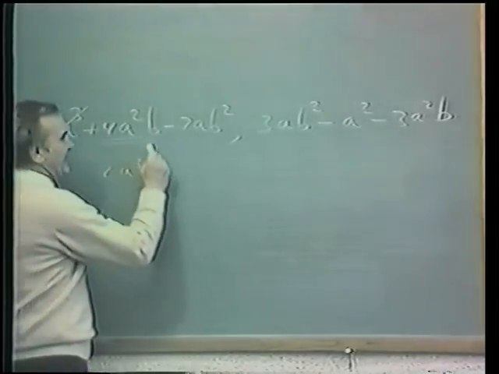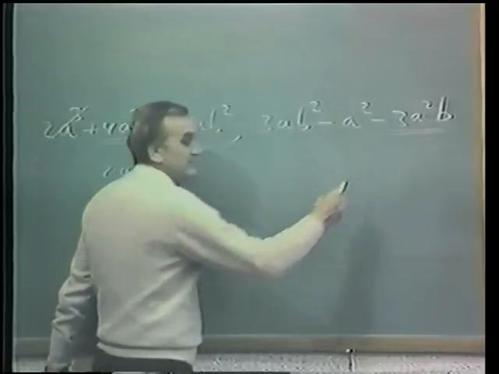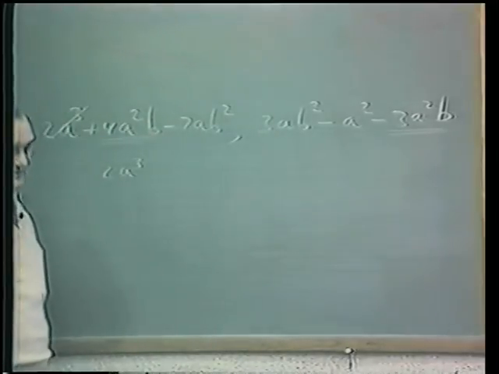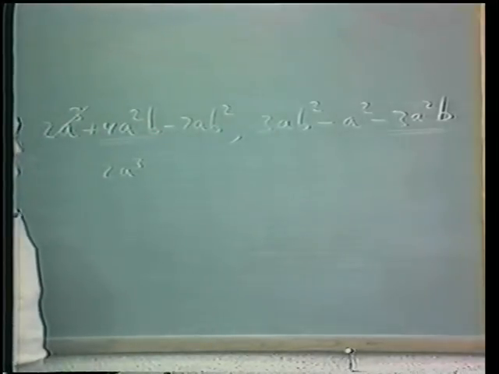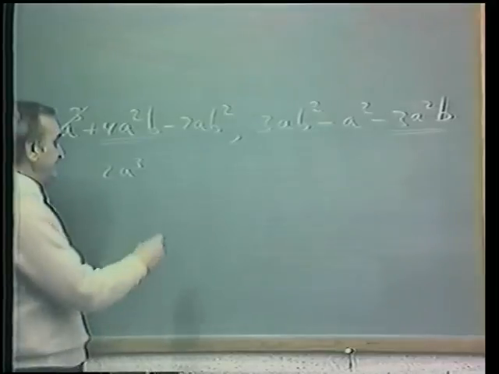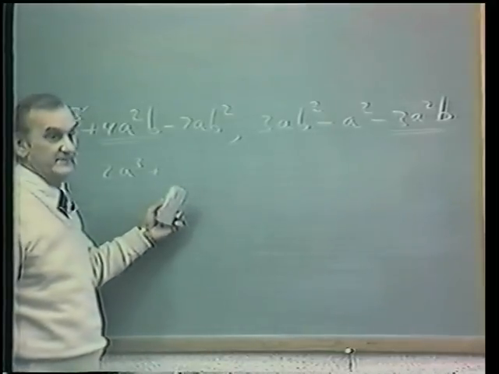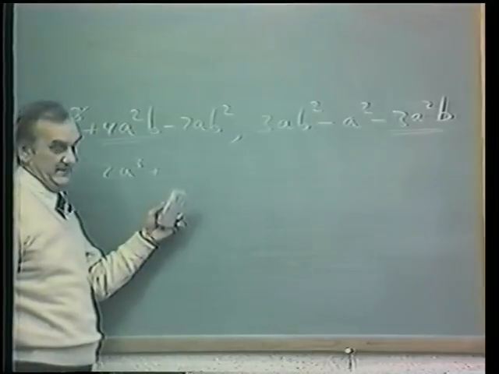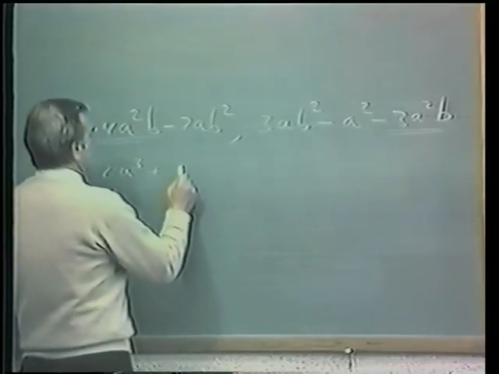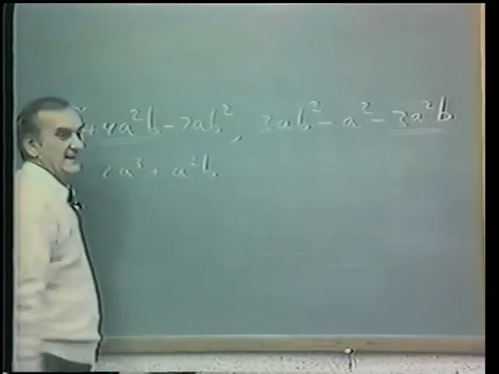So we have a squared b, 2 terms. We're going to add their coefficients. We have a positive 4 and a negative 3. That's a positive 1. Again, if you want to write the 1, be my guest. There's nothing wrong with writing that 1. It's not necessary. If you want to write it, write it.